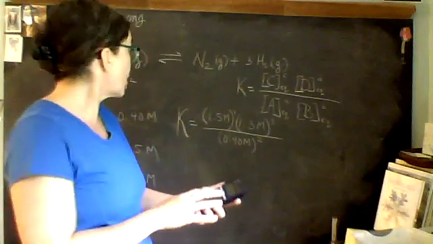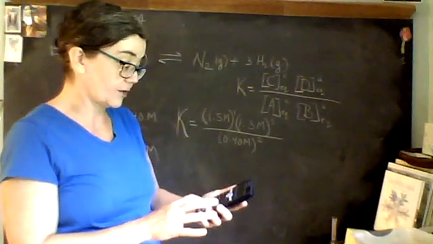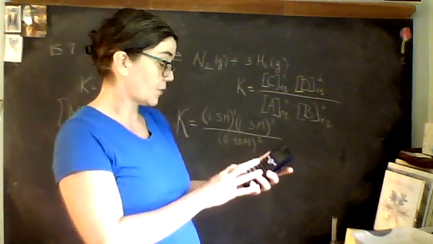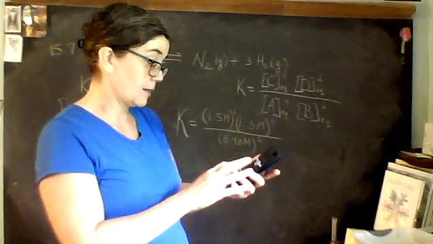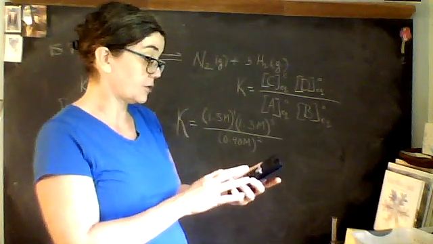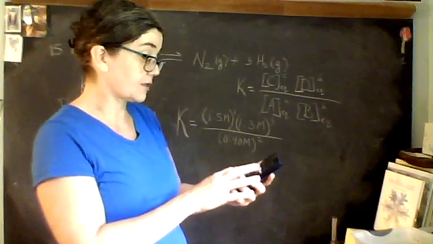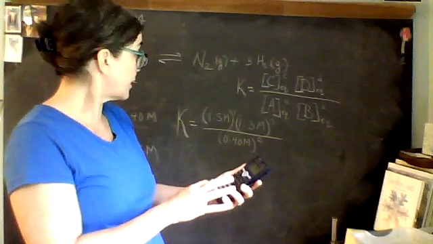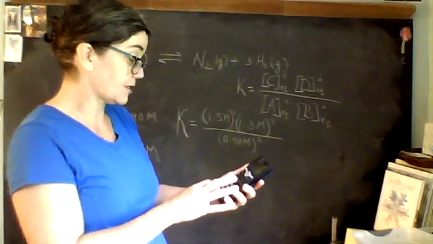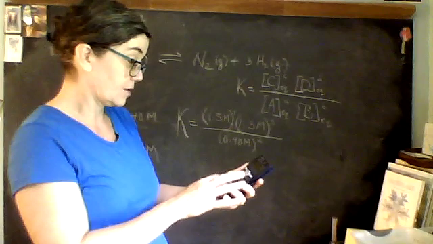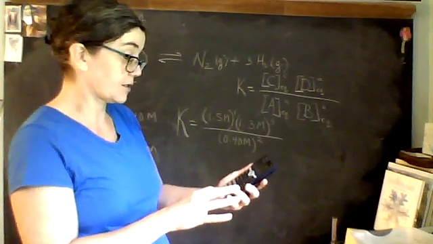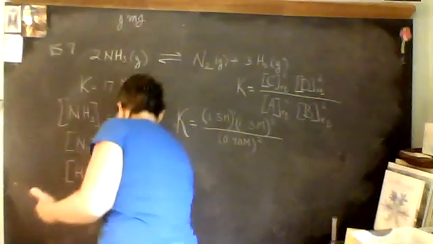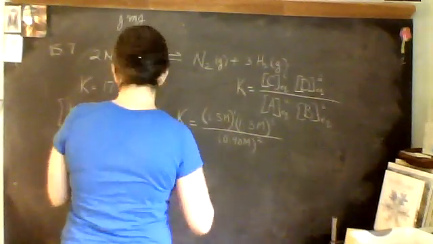So I'm going to say open parentheses, 1.5 times, open parentheses, 1.3 cubed, close parentheses, divided by, open parentheses, 0.4 squared, close parentheses. And I get 20.59. So I get 20.6.